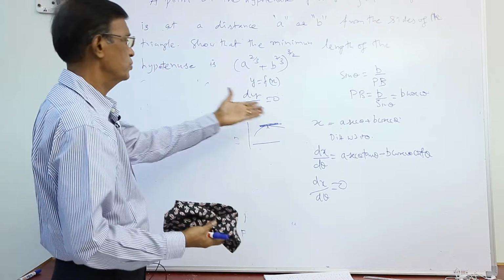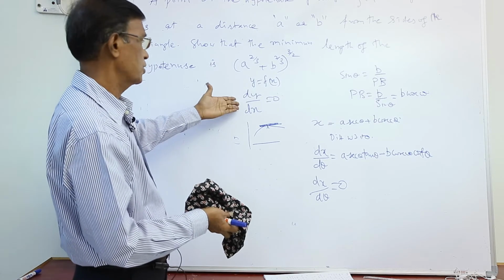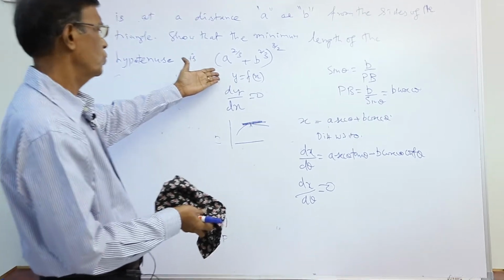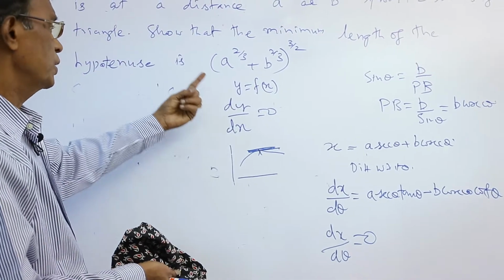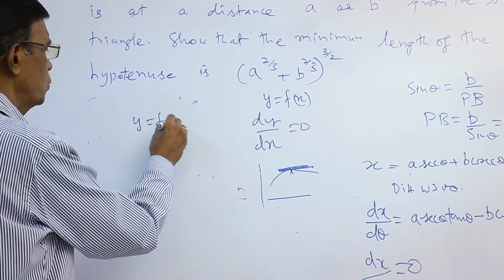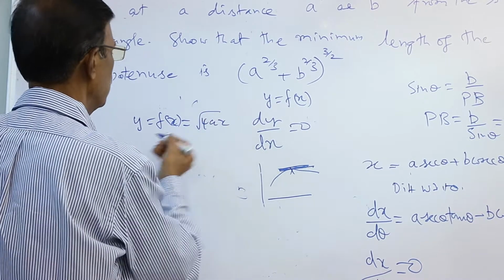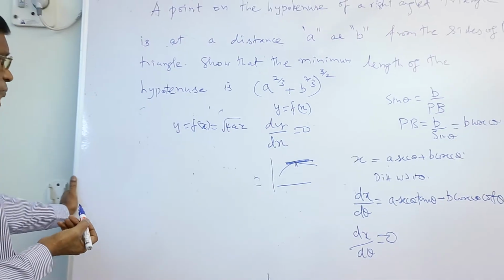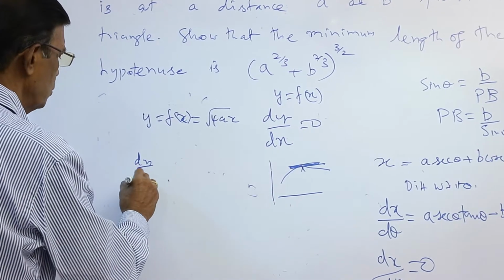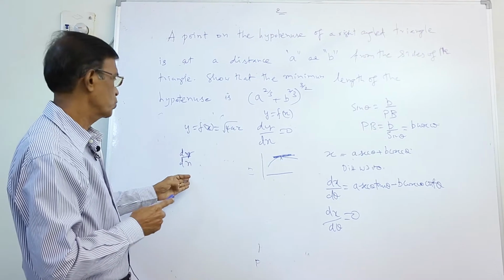You may be wondering why I have to bring in these functions, and this also you have to explain. The function y equal to f of x plays a major role in so many things. In analytical geometry we write y equal to f of x, for example y equal to root of 4ax, which is a parabola. The same thing, when you differentiate, dy by dx, you are trying to calculate the slope at some point x1, y1.